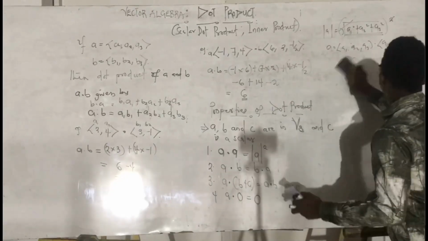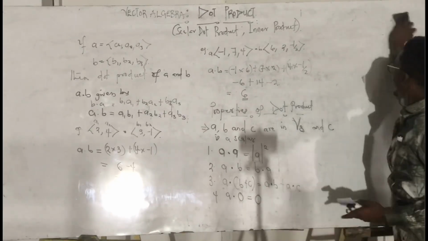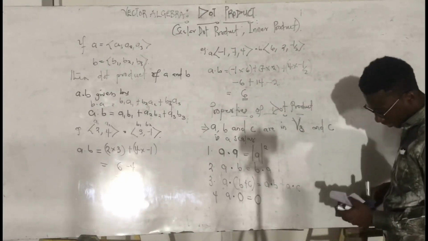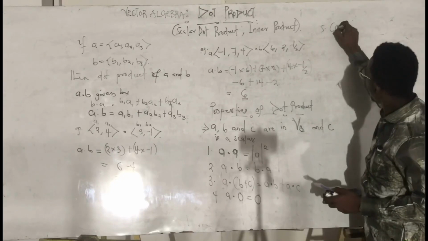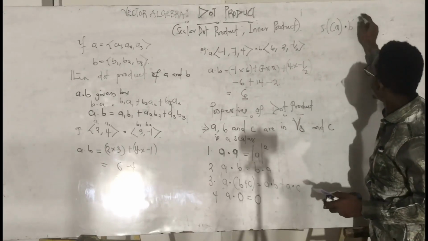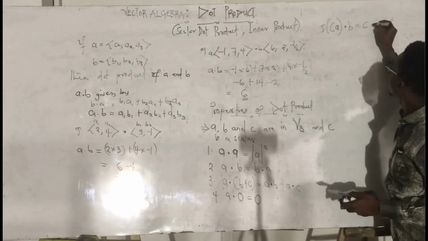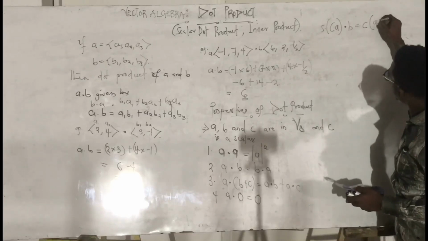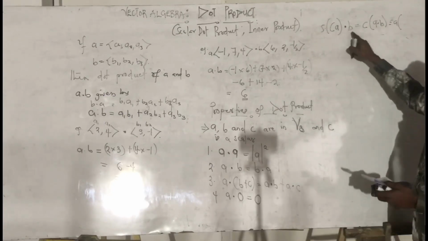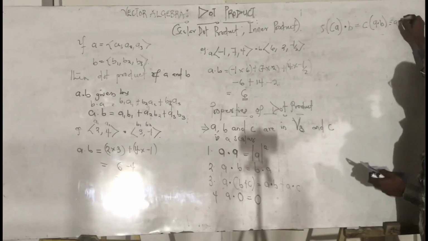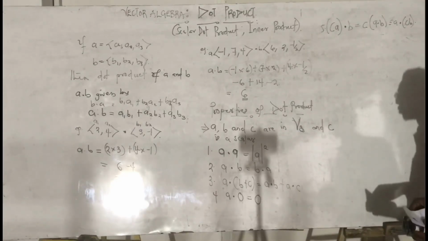Let's look at the fifth property. If you have a scalar multiplying a vector in a dot product with another vector, then it can simply also be the scalar multiplying the dot product of the two vectors. This one can also come out as the dot product of A with the scalar times what? The B. So now you can also confirm this one too.